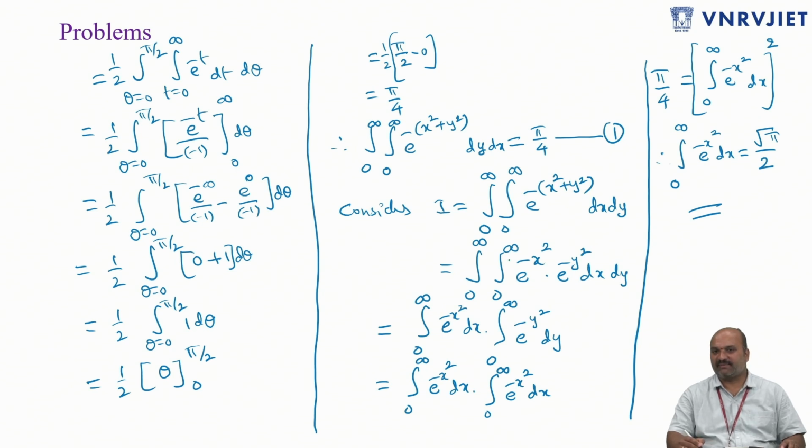This can be further simplified: e power a plus b can be written as e power a into e power b. Both the integral limits are constants, so you can write integral a to b f of x dx into integral c to d f of x dx. And since the integral limits are the same, you can change the variable also. Instead of y, you can take x, t, u, whatever you want. Both are the same, so this is squared, and this is equal to pi by 4. Apply square root on both sides. We get integral 0 to infinity e power minus x square dx equals root pi by 2. I hope you understand.